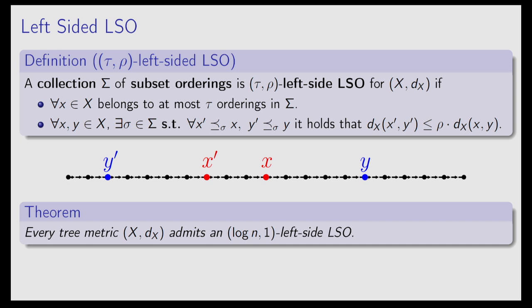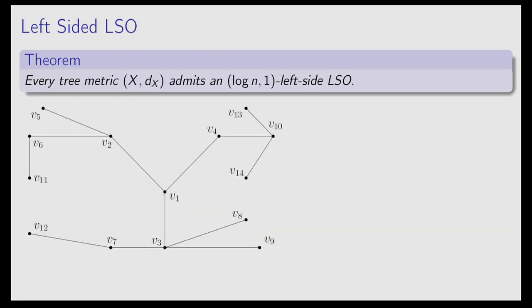So the theorem is that every tree metric admits a log n, 1 left-sided LSO. This means that you have log n orderings, so that each vertex appears in at most log n of the orderings, and the rho here equals 1. So for every two points x prime and y prime, when x prime is before x in the ordering, and y prime is before y, the distance between them is at most the distance between x and y. And this is the construction.